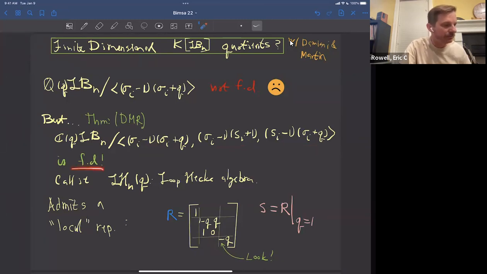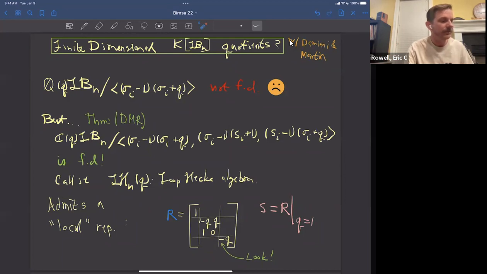But it is finite dimensional, and we will call it the loop Hecke algebra and denote it in this way. Right. So it turns out that this loop Hecke algebra, we didn't really understand it too well. We could show that it's finite dimensional, but for example, we couldn't compute its dimension in general. And so we started looking for representations of the loop braid group that factor over the loop Hecke algebra to try to get some of the representations.